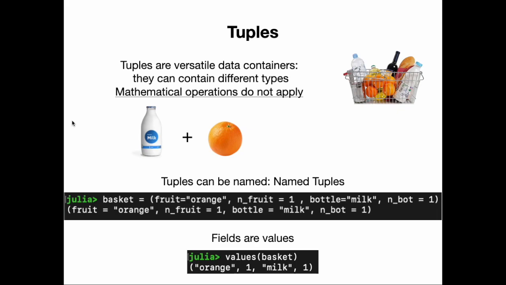The other part of information is the value. So fruit has a value of orange, and n bottle has a value of 1. If you want to access the values in your named tuple, you type values of basket, and then it will return orange, 1, milk, and 1.